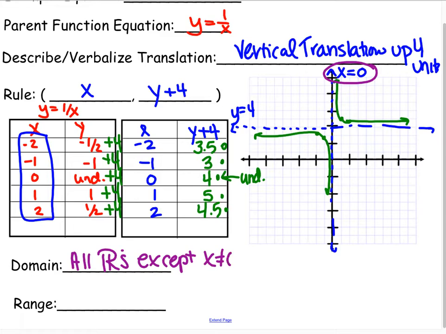x cannot be 0. Now for our range of values, it's where that asymptote occurs on the horizontal axis, or horizontal is y equals 4. So it's all real numbers except for y cannot be 4.